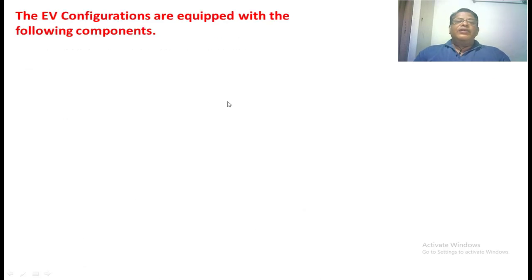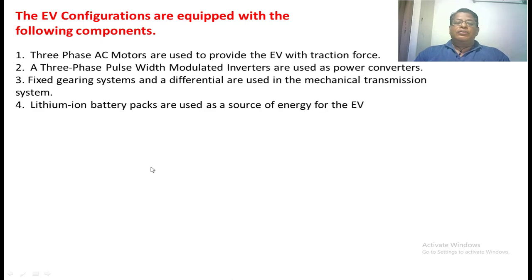The EV configurations are equipped with the following components: a 3-phase AC motor used to provide tractive force to the EV, and a PWM inverter, nothing but a power electronic converter which can give variable AC voltage as well as frequency. A fixed gearing system in the case of EV, unlike the multiple gearing system that we use in IC engine based vehicles. The differential is also a gear system, but it comes into the picture when the vehicle is going to take corners.